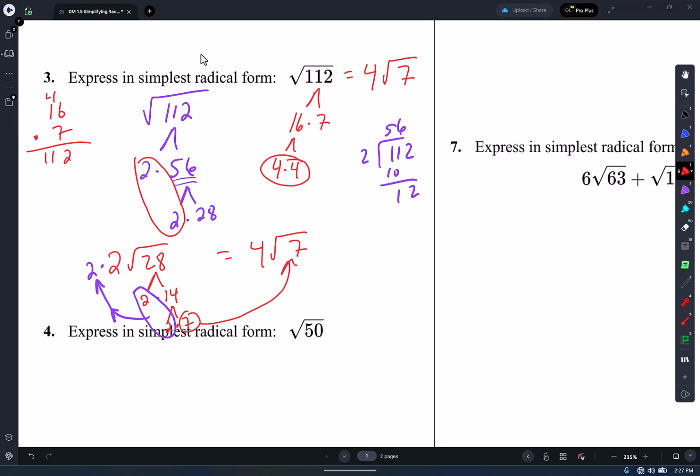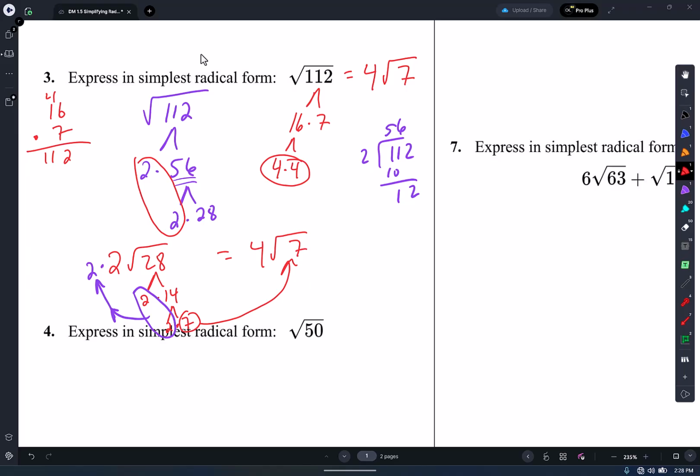Obviously, okay. And I'm going to slow down. The best route is this one: 16 times 7, you go right to it, 4 times 4, 4 root 7. But notice that even if you don't go that route, you'll still get to the answer. Do you guys see that?